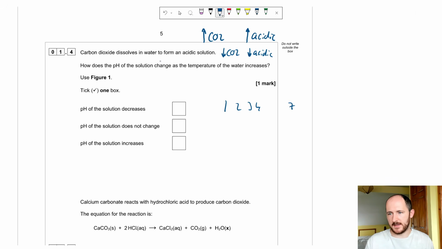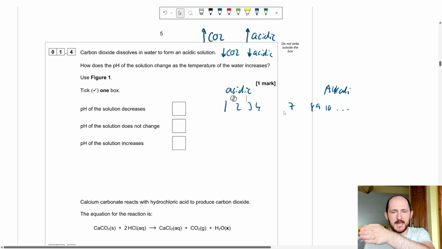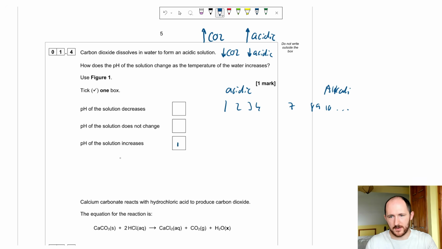Now, if you remember, with a pH scale where you have 1, 2, 3, 4, up to 7, and then it keeps going up, right? This side is alkali, and this side is acidic. So when we're getting more acidic, the pH is decreasing, which means in this case, because the acidity is decreasing, the number should get bigger, which means the pH of the solution should increase because it heads towards neutral. Okay, so just be wary of that. They're trying to trick you with the wording.